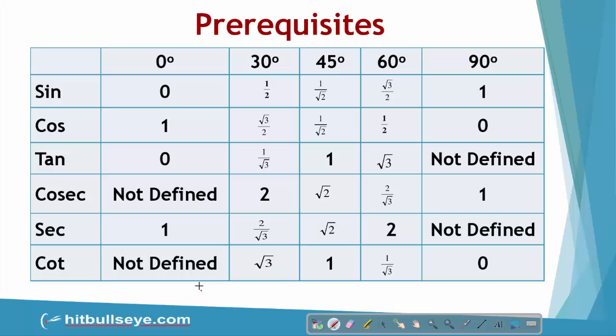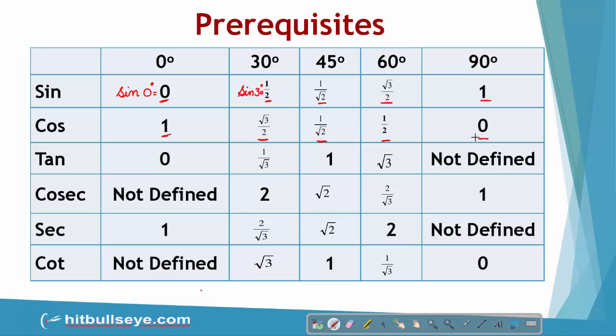Let us move further. Now, this is an important table. Values of all the 6 T ratios at 0 degree, 30 degree, 45 degree, 60 degree and 90 degree. You must remember all these values. You can see this is sine 0, sine 30 degree, sine 45 degree, then sine 60 degree and sine 90 degree. Then we have written the first row in reverse order. As you can see, we are starting our row with 1. Then we have root 3 by 2. Then we have 1 upon root 2. Then we have half. Then we have 0.